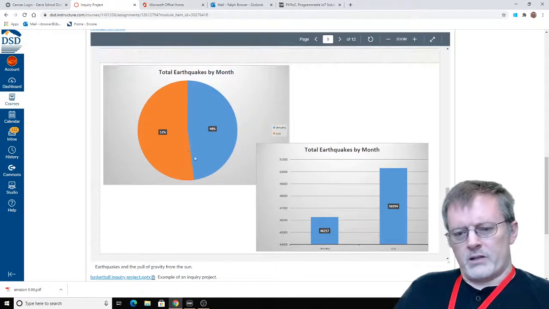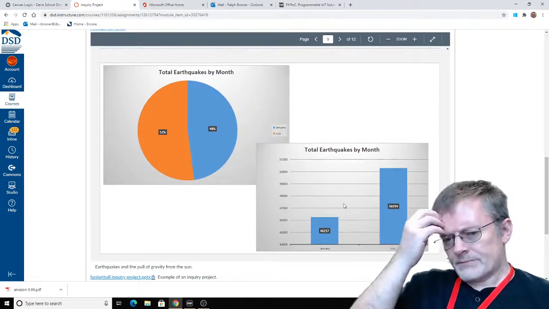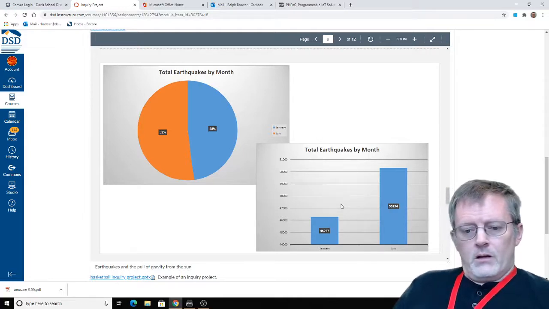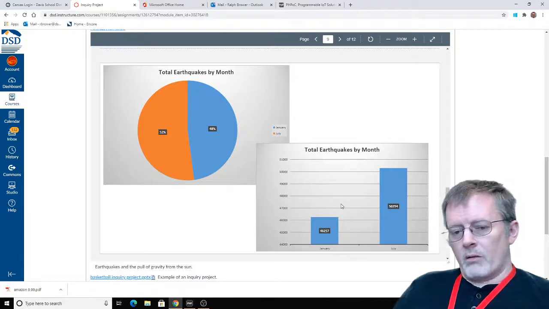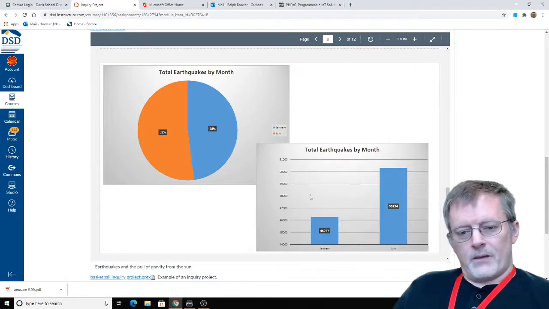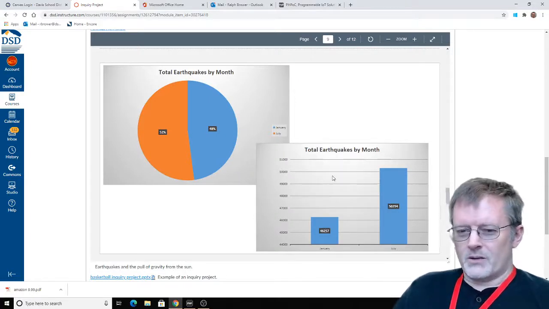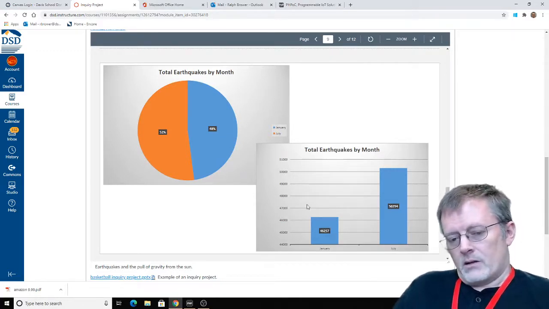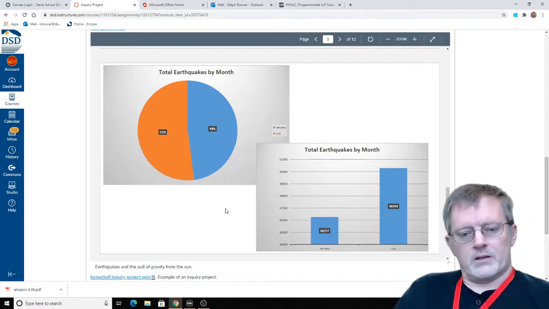This pie chart, which is nice, but I think I like the bar graph over here. I've got 50,294 earthquakes in July, 46,247 earthquakes in January. That's pretty significant difference for that small amount of distance between January and July. So that's kind of cool. If it were like 50,000 and 48,000, that's pretty close. But 50 versus 46, to me, that seems significant. And you have to look at your data and decide whether you think it's significant or not.